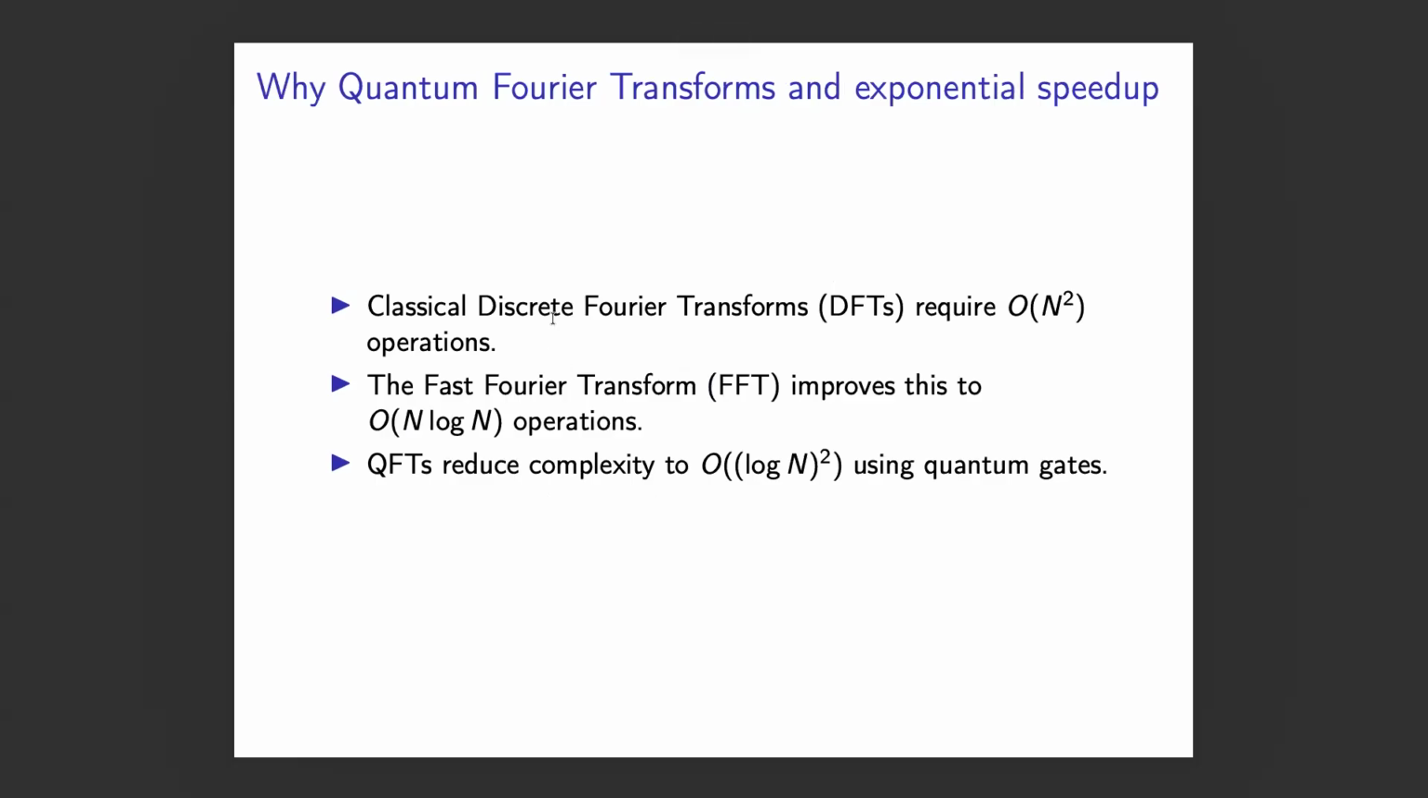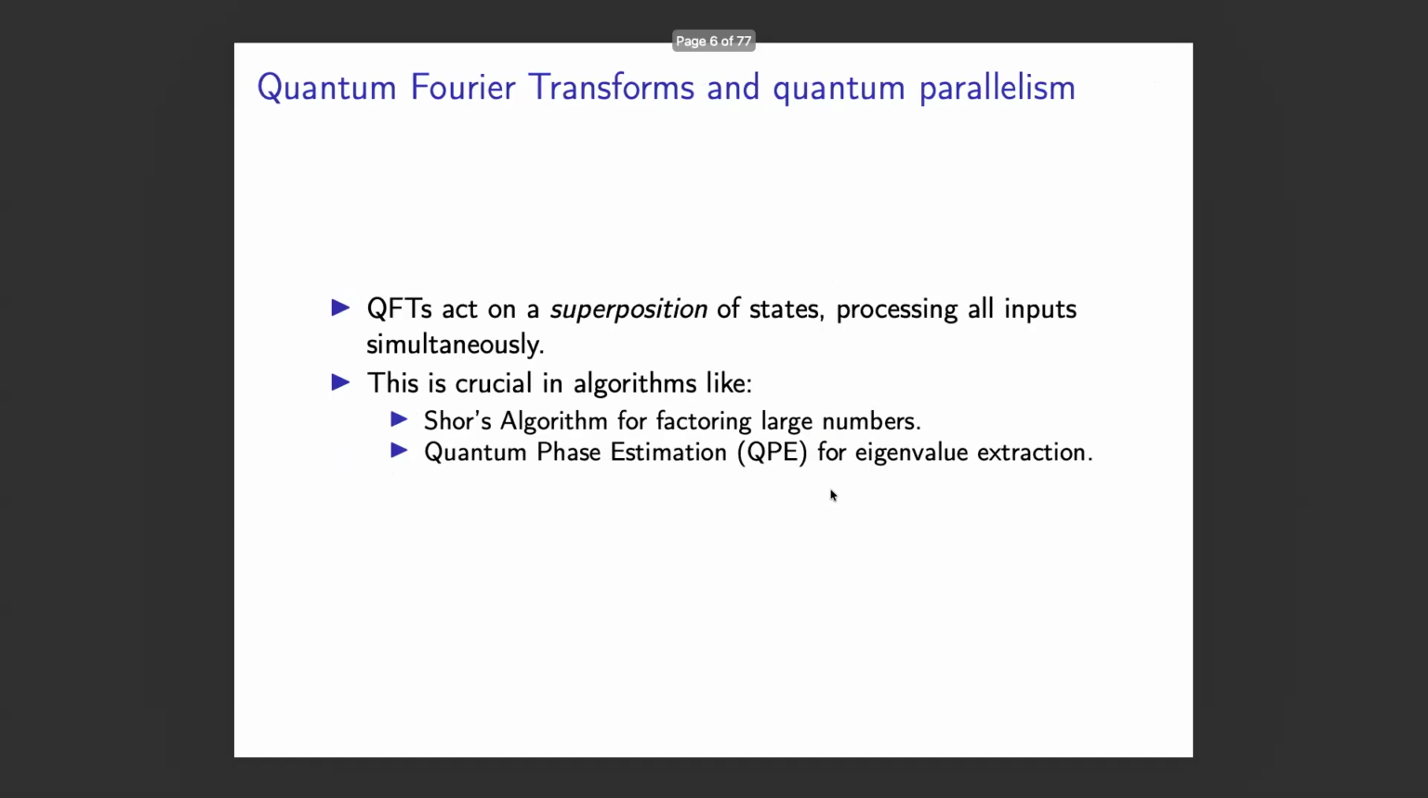The classical discrete Fourier transform typically requires n squared operations. The fast Fourier transform reduces this to n log n. And then the QFT reduces this to an even smaller number when you use quantum gates. So there is a considerable advantage in these types of calculations.